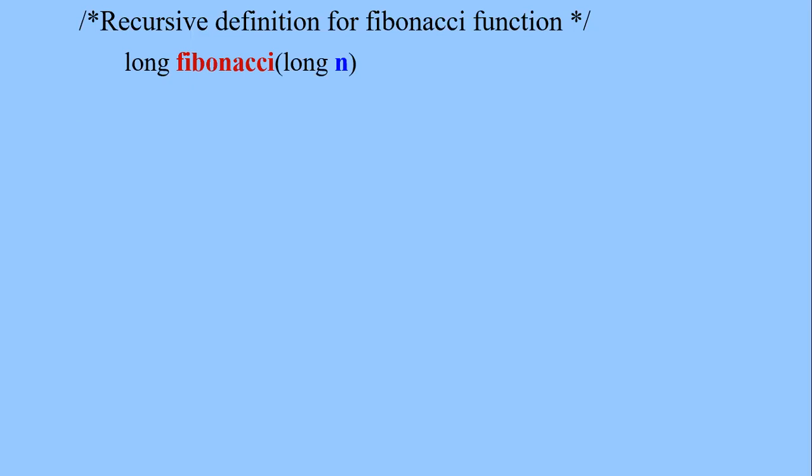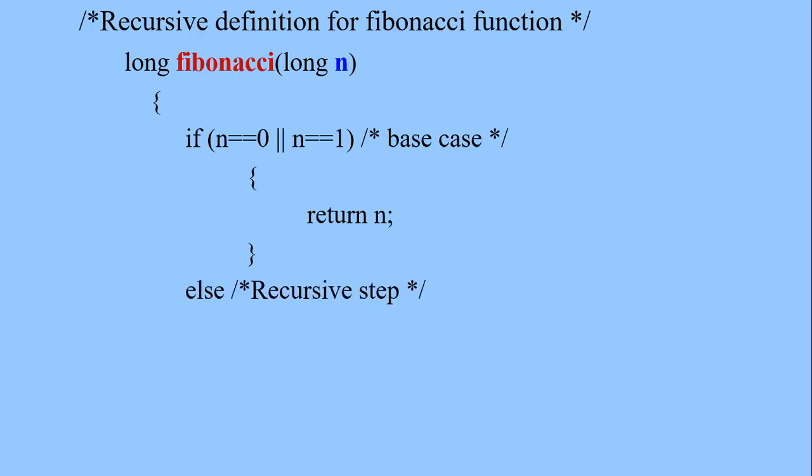This function is supposed to return a value of type long, and then it will check: is what is in the parameter called n equal to 0, or is it equal to 1? If it is equal to 0 or equal to 1, then return that value. Return 0 or return 1. Then check again. If the content of memory location called n is not equal to 0, nor is it equal to 1, then do the following.